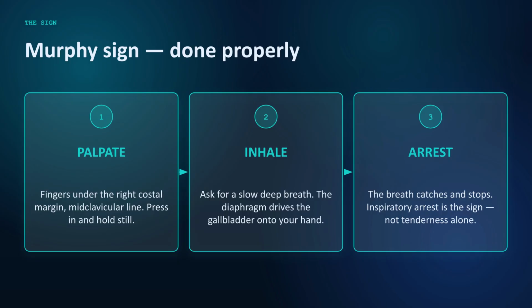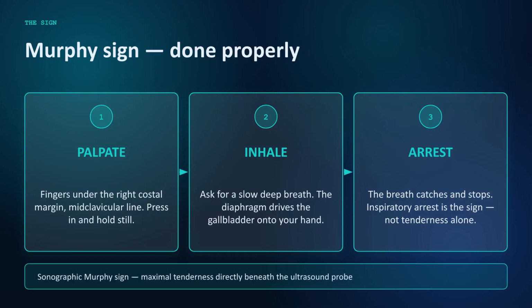The same idea works under ultrasound. The sonographer presses the probe on the gallbladder and finds the point of maximal pain. Two cautions. Pain alone without the arrest does not count, and the sign is less reliable in older patients, so a negative Murphy sign never rules this out.